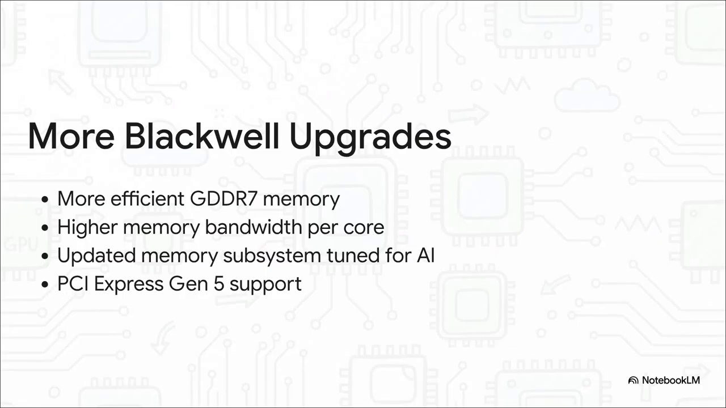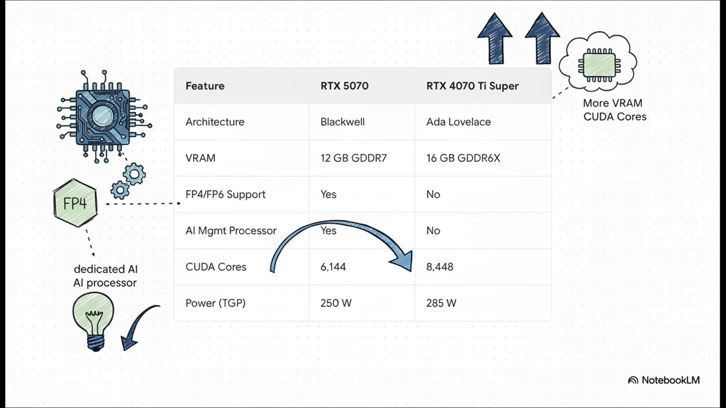Oh, and the upgrades just keep coming. The 5070 is also packing faster GDDR7 memory. It's got more bandwidth for each core and a memory system that's been specifically tuned for AI. You throw in support for next-gen PCI Express 5, and you are looking at a much more modern, future-proof machine. Okay, so let's just put it all together. This chart really lays out the big trade-offs. The 4070 Ti Super clearly wins on VRAM and just the raw number of CUDA cores. No contest there. But the 5070 takes the lead with its brand new Blackwell architecture, that game-changing FP4 support, the dedicated AI processor. And it does all of this while using less power.